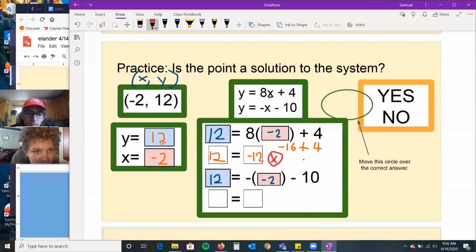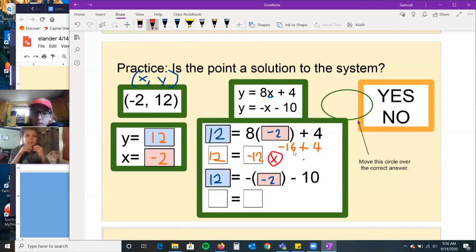I could stop here. That's the short end of it. As soon as you find one of them that doesn't work, you can say, doesn't work. It has to work for all the equations, right? If we had 3 equations, this point would have to work for all 3 of the equations. If it doesn't work for any of them, then it is not a solution to the system of equations. So I could stop here.